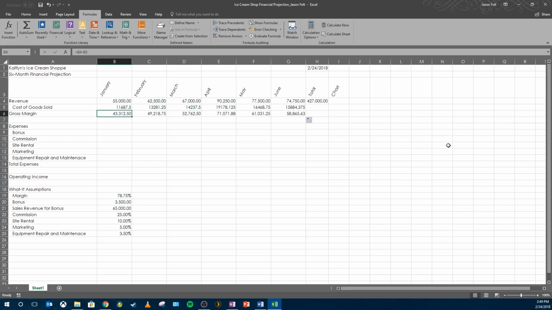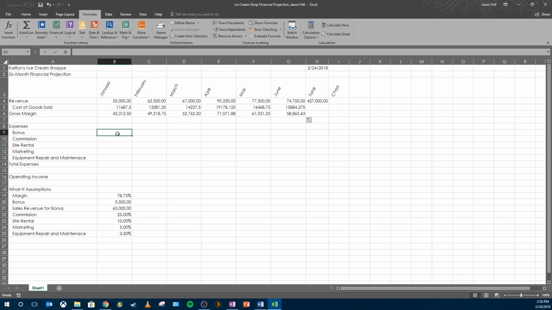Okay, now we're going to do the bonus here, and I just want to make sure that I'm not moving too far ahead. Now we're going to calculate the bonus. We're going to basically make a decision here. If sales revenue reaches a specific point, it will give me a bonus. If it's not, we don't have enough money to give out a bonus. So we're going to make decisions using the IF function.